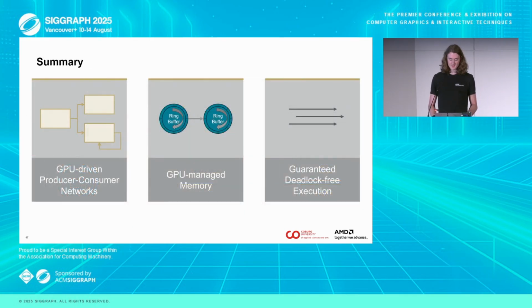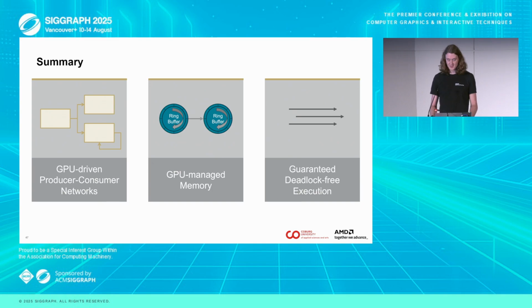So in summary, what we've seen is that these work graphs are fully GPU-driven producer-consumer networks. They run entirely on the GPU. They basically offer GPU-managed memory, because if you think about it, the record is just a bit of memory that the GPU then takes care of, moving it from one node to the other and further down the graph.